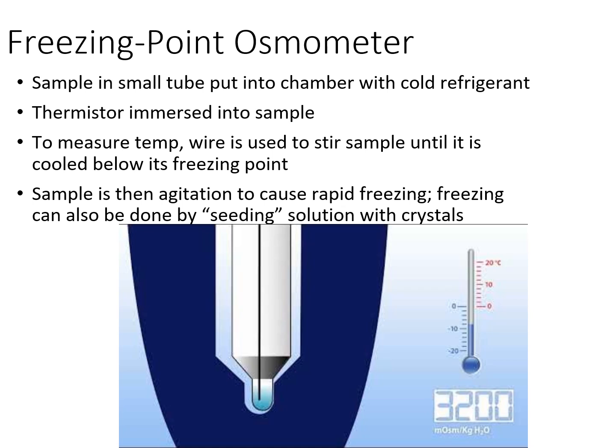Freezing point osmometer: a small tube containing the sample is placed into a chamber which is filled with a cold refrigerant. A thermistor, which is a temperature-sensitive resistor, is immersed directly into the sample to measure the temperature. The wire then stirs the sample continuously to cool it below its freezing point. And then once the sample is below freezing, it is agitated to induce rapid freezing. Alternatively, freezing can be initiated by seeding the solution with small crystals, which helps to prompt ice formation.